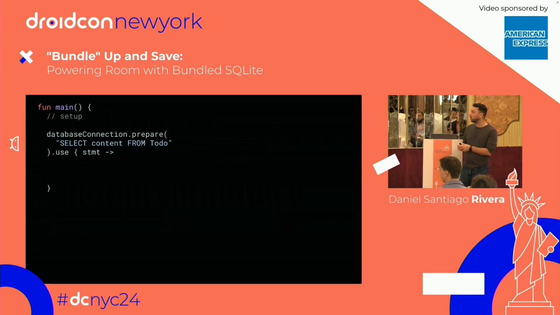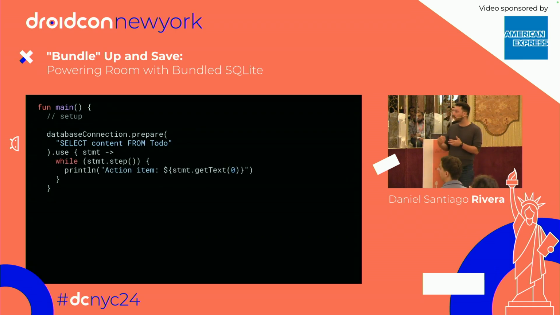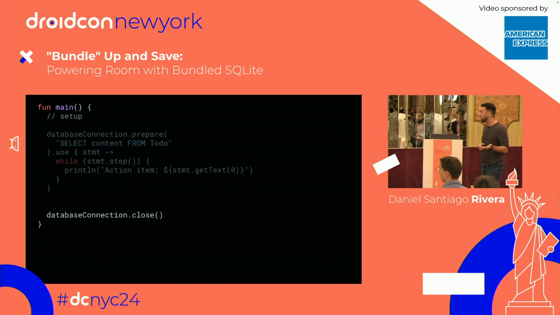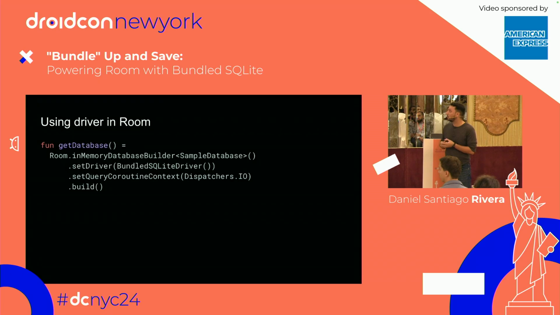If we were to read, similarly, you prepare a statement, and this time we might get more than one row, so we have a small idiom where you basically do a while loop. And the step function is one that will return true or false if there are more rows to read. So as long as it keeps returning true, you have one more row to read and get data out of. And then get text is how you get a column value. And then at the end of it, it's a resource, so you close it. So it's pretty simple and it's pretty small.